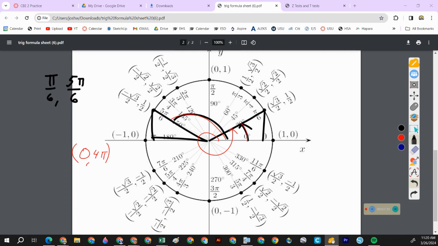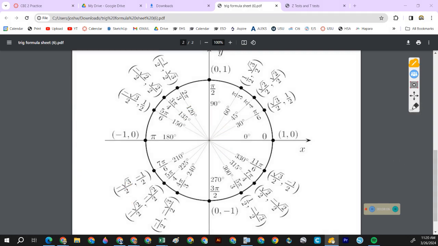That would be pi over 6 plus 2 pi. Well, another way to write 2 pi is just 12 pi over 6. So we add those together and we get 13 pi over 6. If I kept going to here, that is essentially 2 pi plus 5 pi over 6. And 2 pi is also known as 12 pi over 6. So 17 pi over 6.